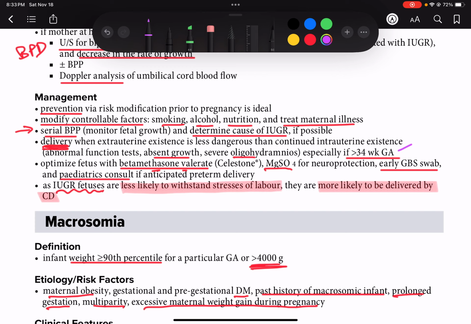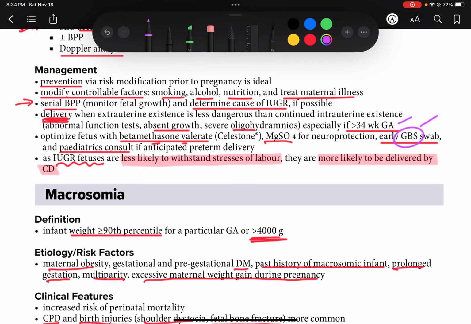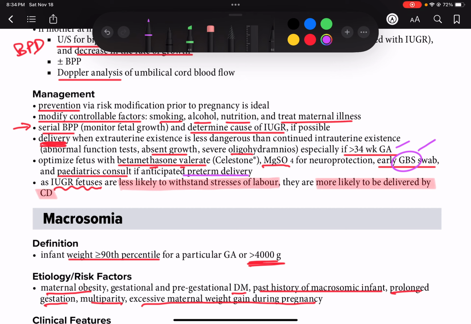And usually the GBS swab is done at 35 to 37 weeks of gestational age. But if we are delivering the baby earlier, make sure that you do that swab, and if it is positive, then you give intrapartum antibiotics, and a pediatric consult, because with preterm delivery you would have to keep the baby in intensive care. As IUGR fetuses are less likely to withstand the stresses of labor, they are more likely to be delivered by cesarean delivery. So make sure that you keep this in your mind too.